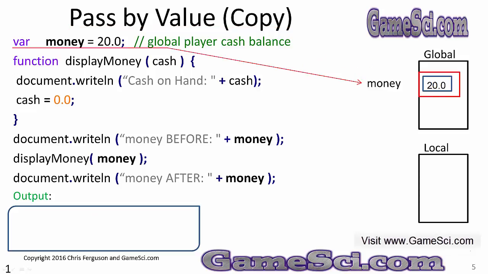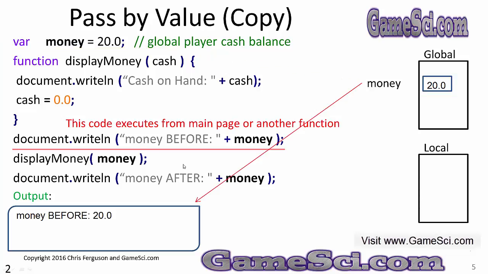First up, I'm going to declare a global variable called money. This is how much money the current player has on hand. We'll initialize it with the value 20, and that is a global variable. This is declared outside of a function using the keyword var. It is a global variable.